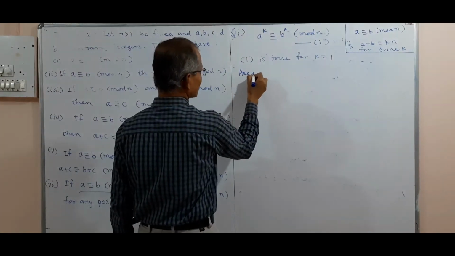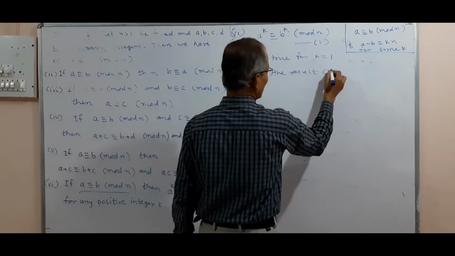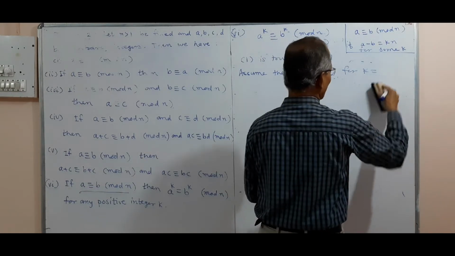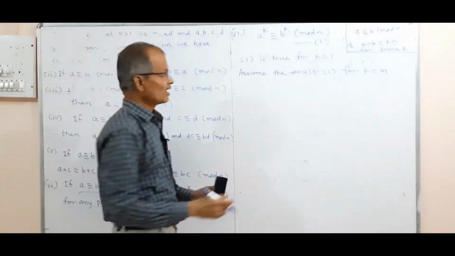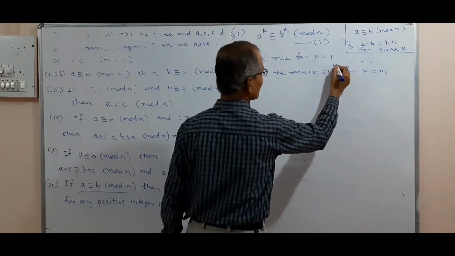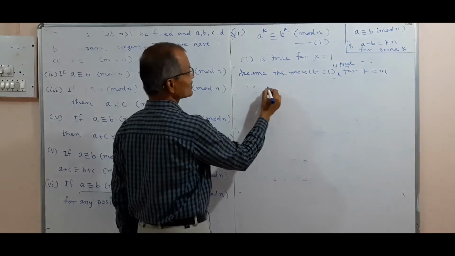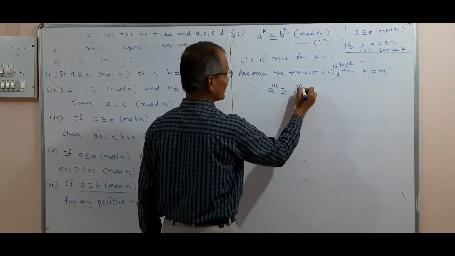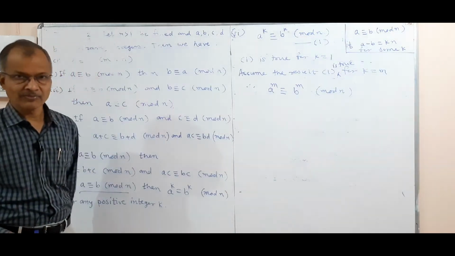Assume, as the second step in the induction, the result 1 for k is equal to m, and then prove the result for k is equal to m plus 1. So assume the result is true for k is equal to m, and that gives A to the power m is congruent to B to the power m modulo n, because we have assumed the result is true for k is equal to m.